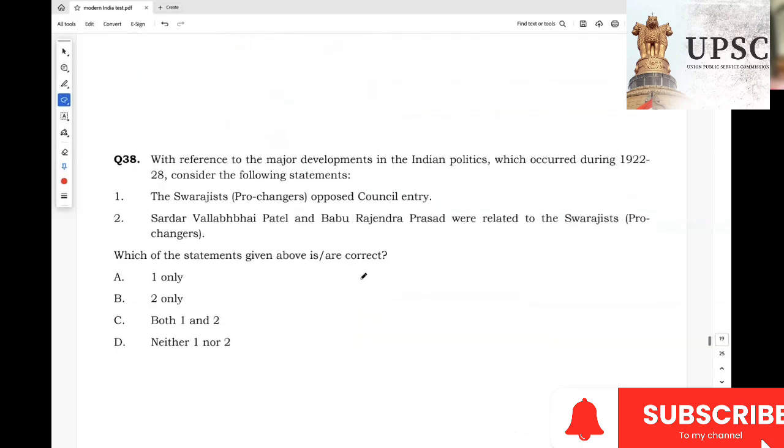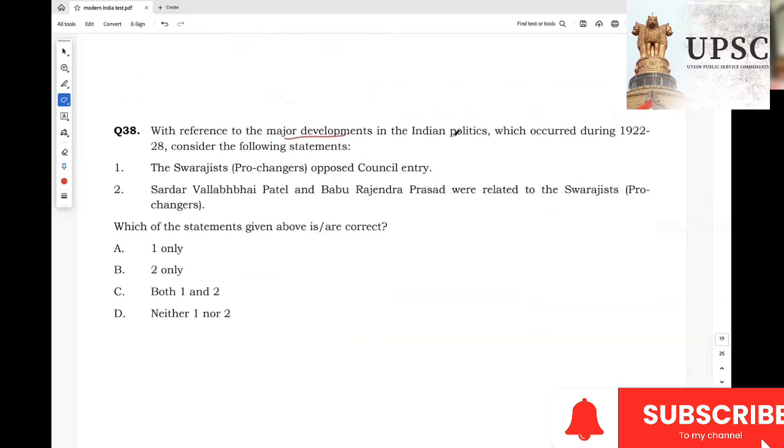So focus on that. With reference to the major developments of Indian politics which occurred during 1920-28, consider the following statements. Number one, the Swarajist pro-changers opposed council entry. Wrong. They favored council entry. That's why the Swarajist party was created, because they were against the Gandhian method of struggle. They said the Gandhian method of struggle is useless and the non-cooperation movement has not resulted in anything. So we will enter the councils. They said we want change. So this statement is wrong.